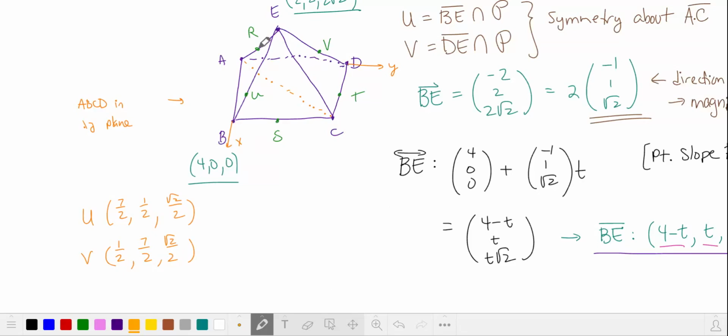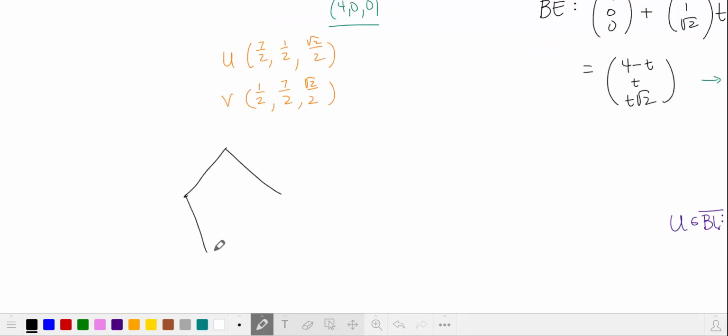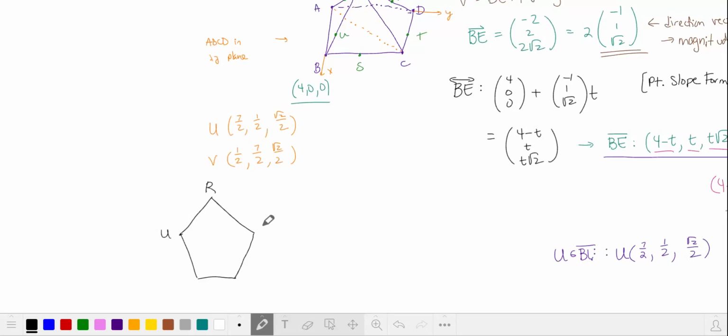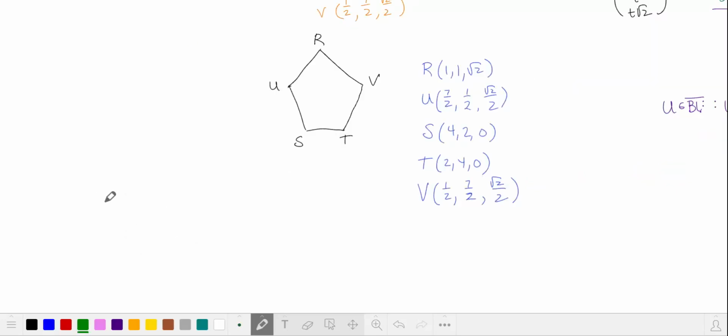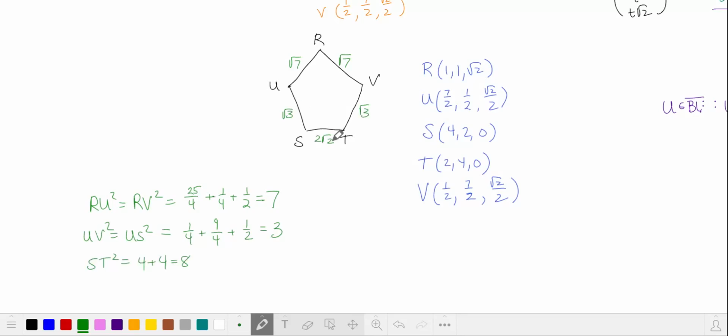Now we have our 5 intersecting points of the plane with the pyramid, and the problem asks for the area of this pentagon. Let's sketch the pentagon again here. R is here, and then we have U and V, and then S and T. And we'll collect all the coordinates again. Let's find the distance between these side lengths using the distance formula. Again, this pentagon is symmetric, so RU is going to be the same as RV. So these two distances are root 7. These are root 3, and this distance is 2 root 2.